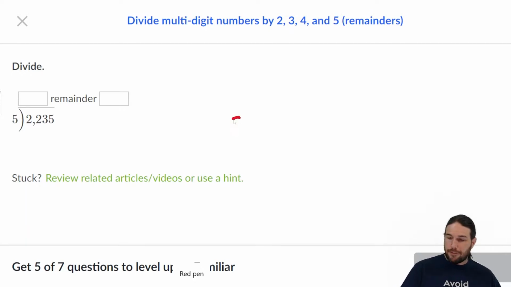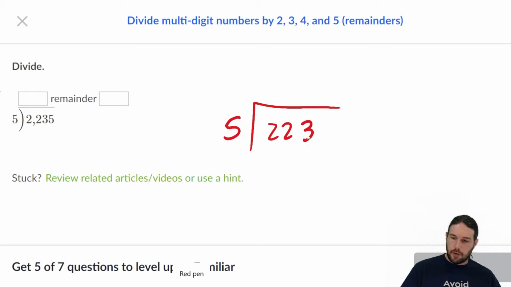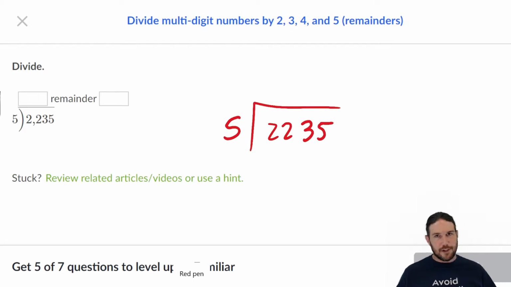So we've got 2,235 divided by 5. Yes, finally, good old-fashioned long division, just like when I was a kid. Let's go ahead and remind ourselves of this process step by step for the first one, and then after that, I'm going to start going a little bit more quickly.